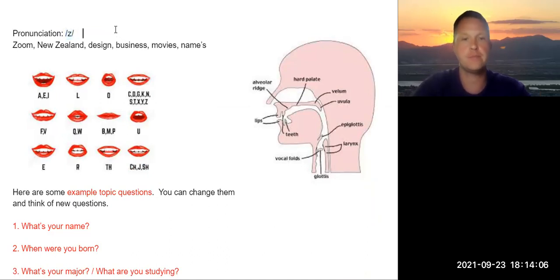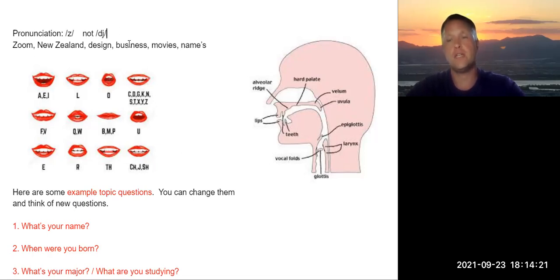It's not the j sound. It's not j, j, like Jeff. It's z, z. So again, listen and look. Zoom, New Zealand, design, business, movies, names. So you'll see this written as either a Z or an S.